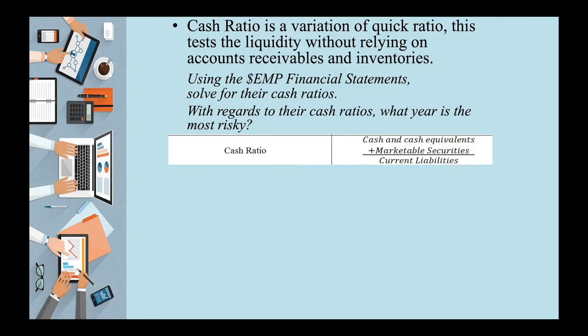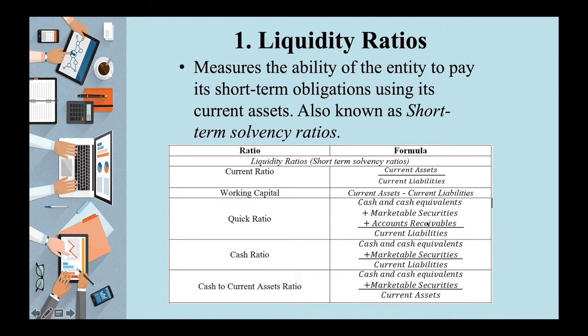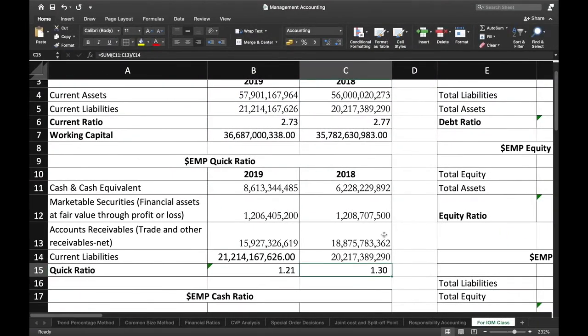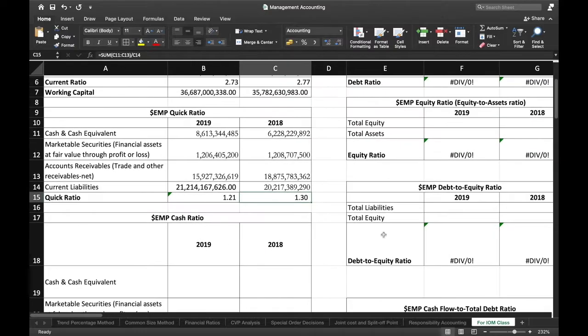Now, using the EMP financial statements, solve for their cash ratios. With regards to their cash ratios, what year is the most risky? So, as you can see, the formula for cash ratio is just the cash and cash equivalents plus marketable securities over current liabilities. Nawala ang ating accounts receivable. Pareho ang quick ratio, wala lang accounts receivable. So, let's go back to our Excel.